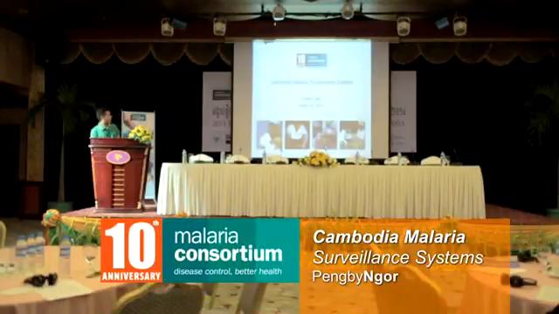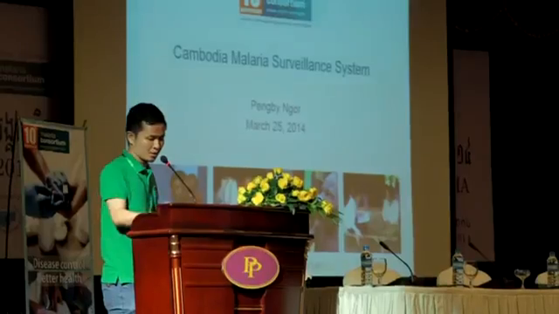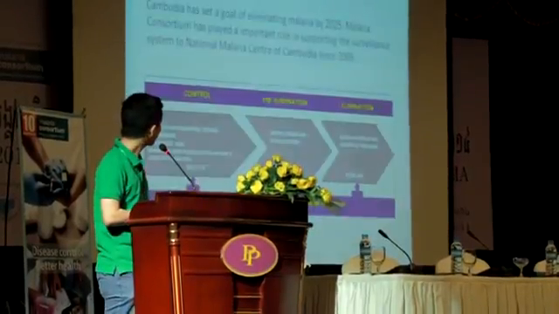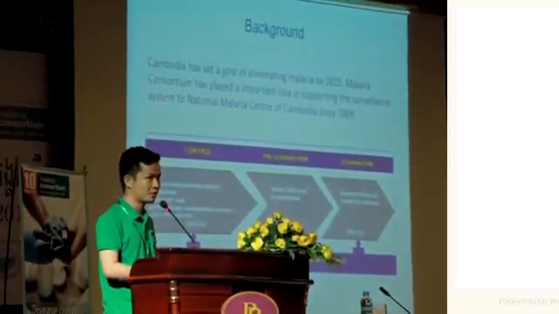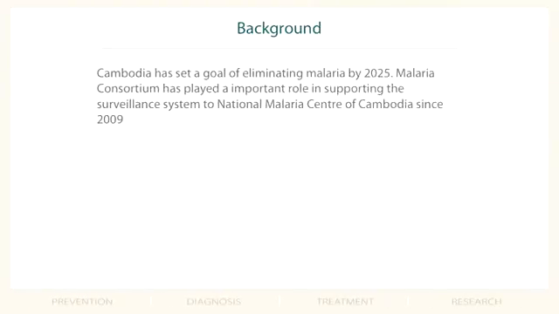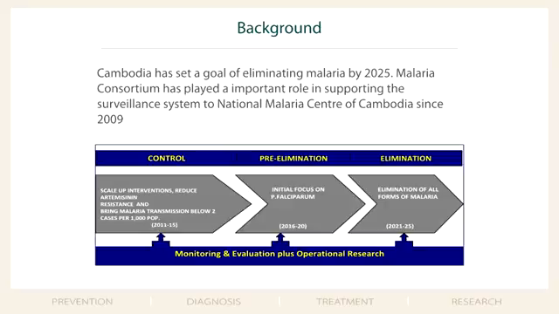Today, I would like to present about the malaria surveillance system in Cambodia. As a government strategy, Cambodia has set a goal to eliminate malaria by 2025, and Malaria Consortium plays an important role in supporting the malaria system to the National Malaria Center of Cambodia since 2009.